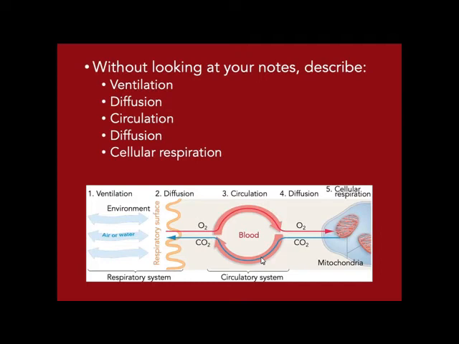That's when the oxygen is diffusing from the circulatory system into the cells, and when the carbon dioxide is moving from the cells into the circulatory system. All right, what's cellular respiration? It's using mitochondria to make ATP. Yep.